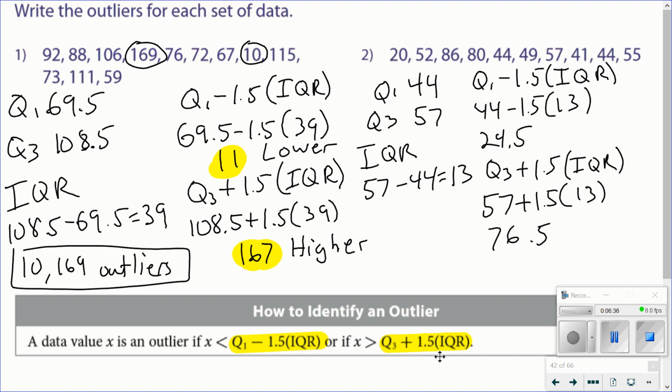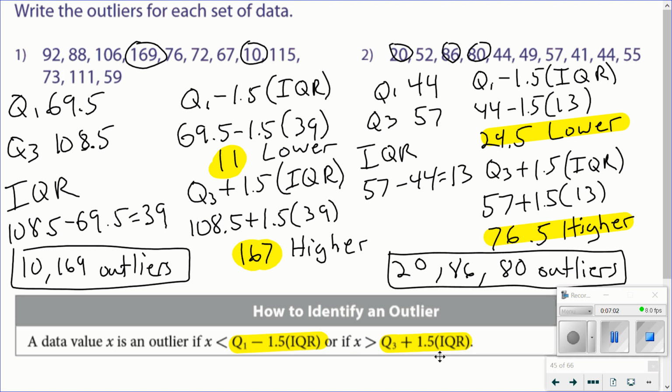So now all I have to do is check my data and figure out what's lower than 24.5 and what's higher than 76.5. Okay, lower than 24.5 is 20, and higher is the 86 and 80. So in this case, I happen to have three outliers. So that's going to be 20, 86, and 80 are my outliers.